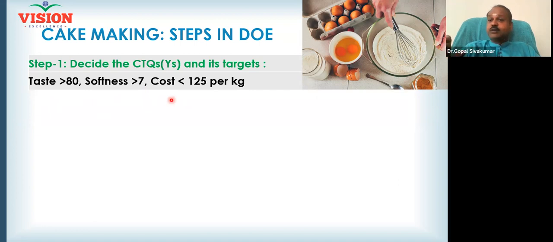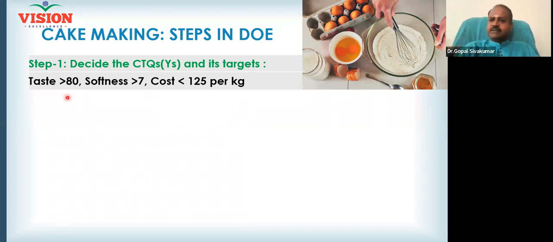Multiple variables you want to optimize. You can optimize them one by one. You can optimize them simultaneously. If you want to optimize them simultaneously, this is called multivariate analysis. Let us do it one by one.